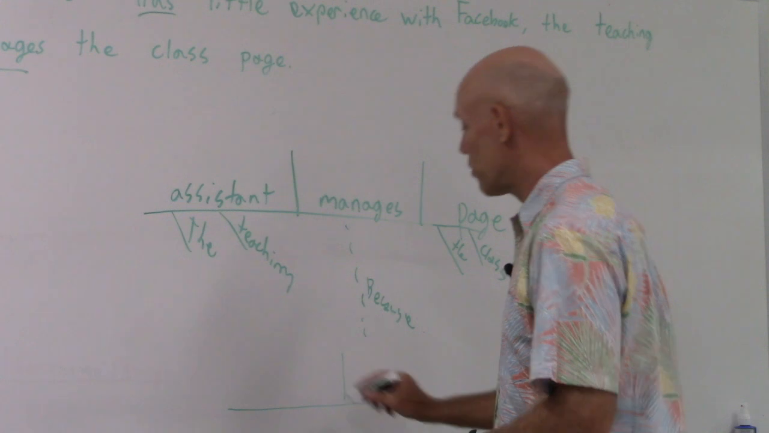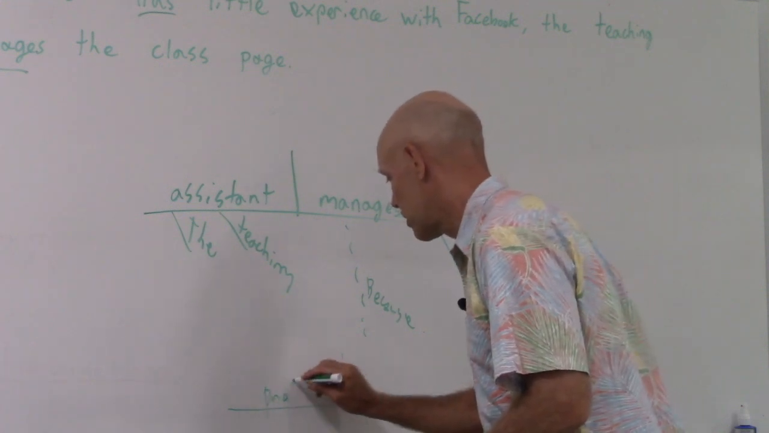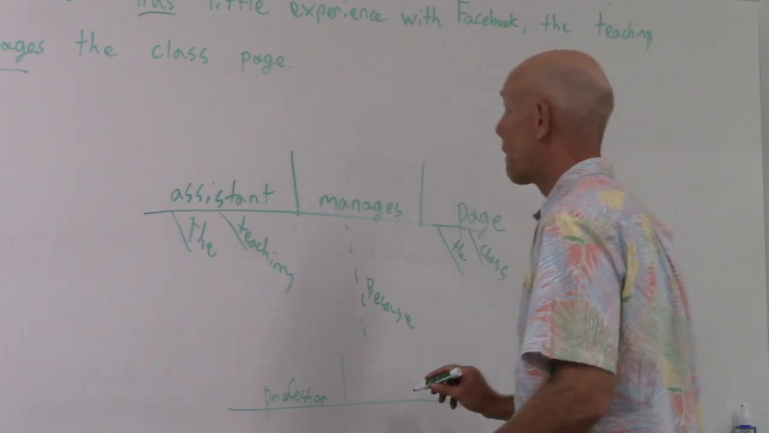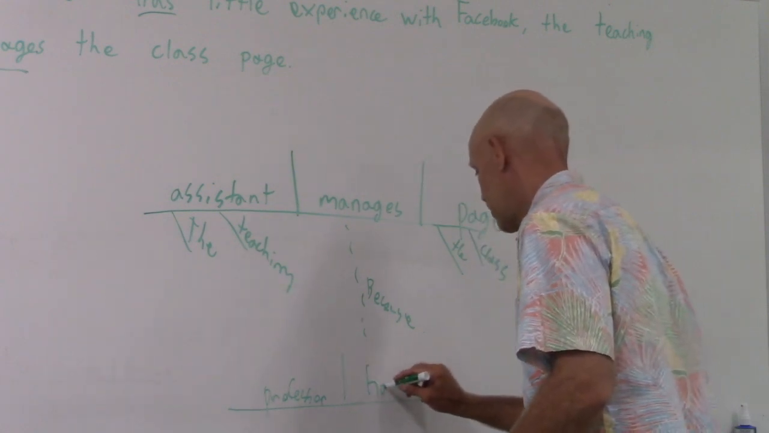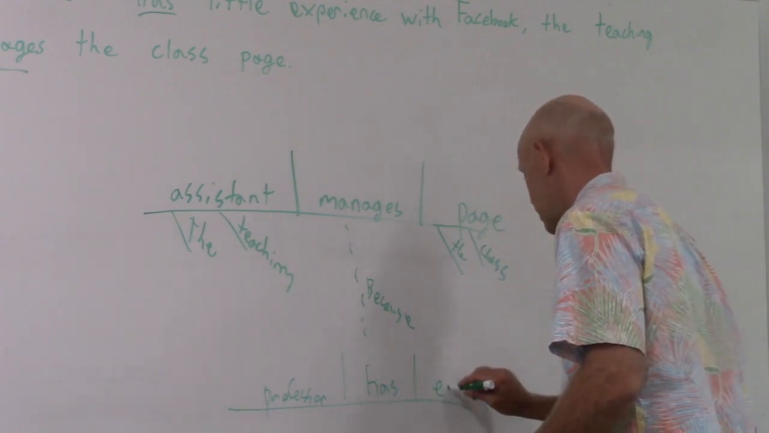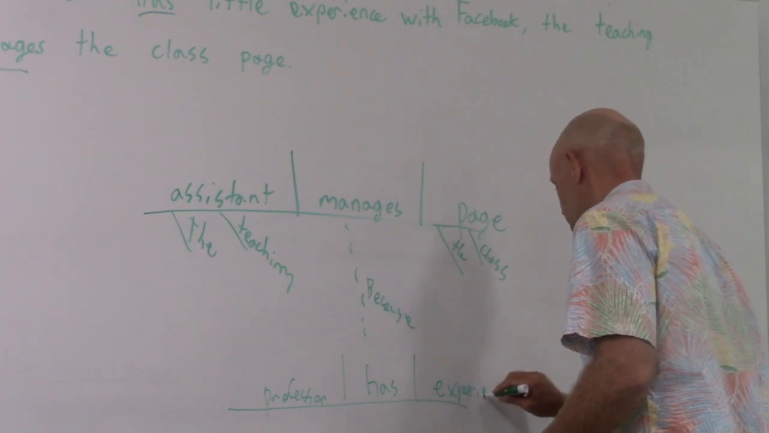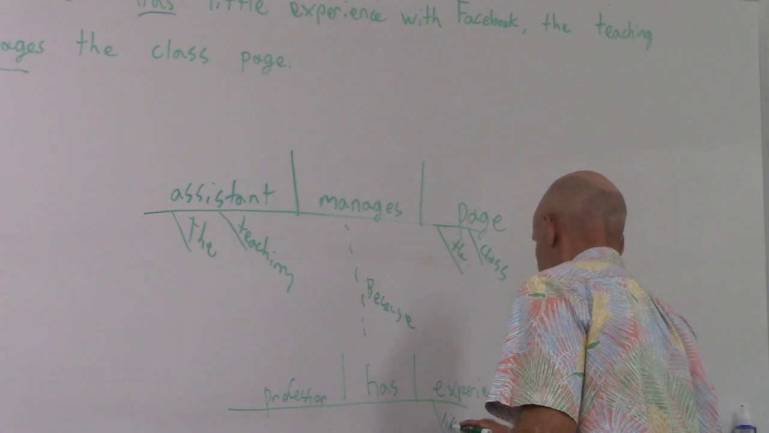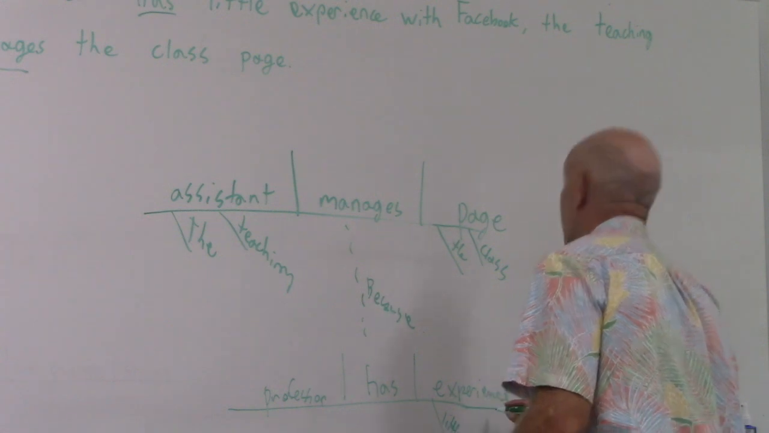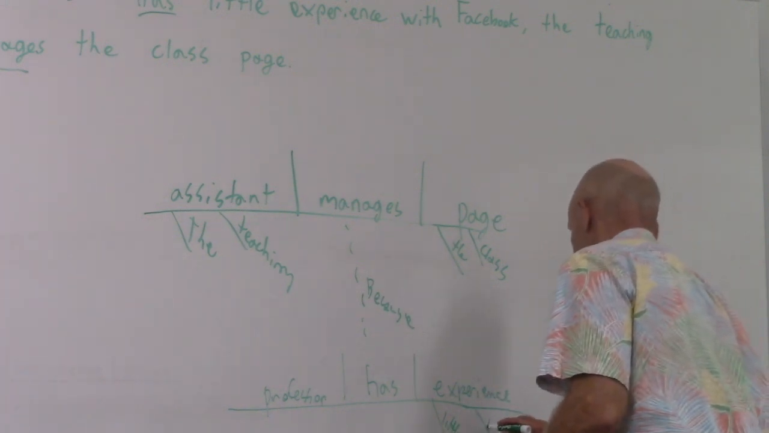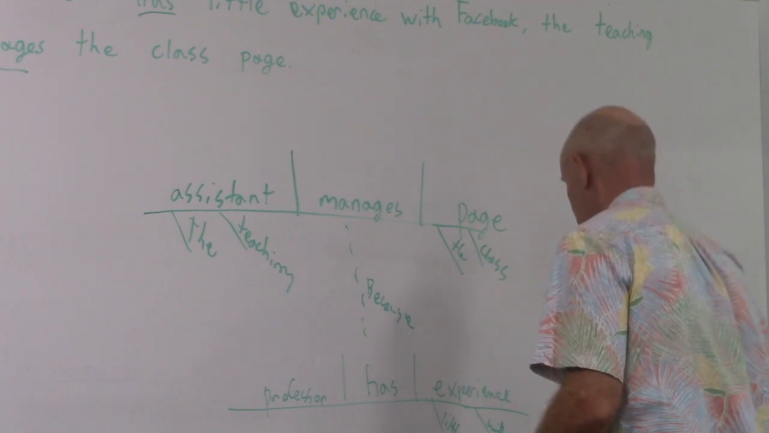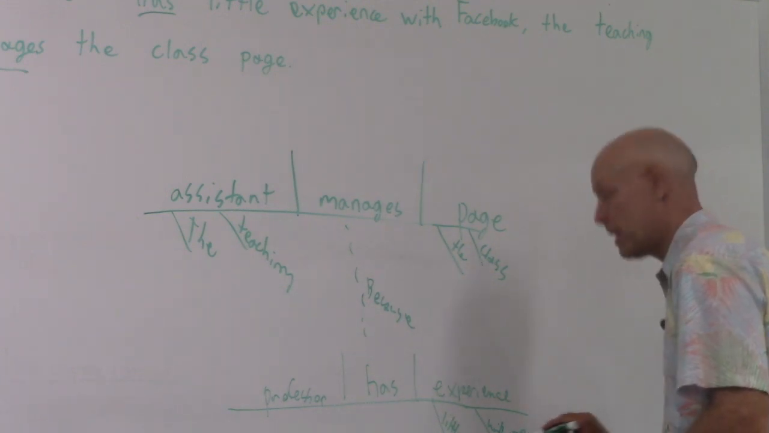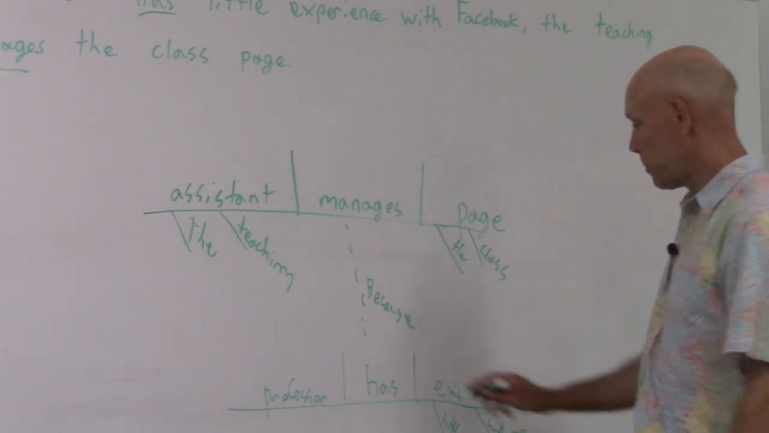And how does that one work? Who's the subject? The professor. And what does he or she do? Has. And has what? Little experience. What kind of experience? A little. With? Facebook. Okay. Good, that guy probably has a life, right? I'm making jokes. Okay. Little experience with Facebook.